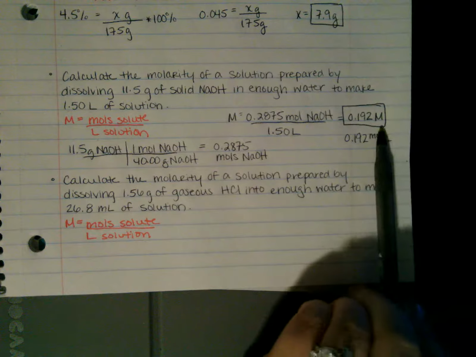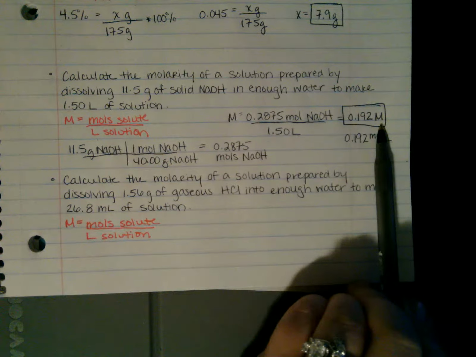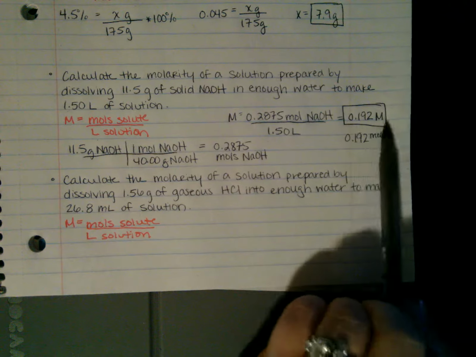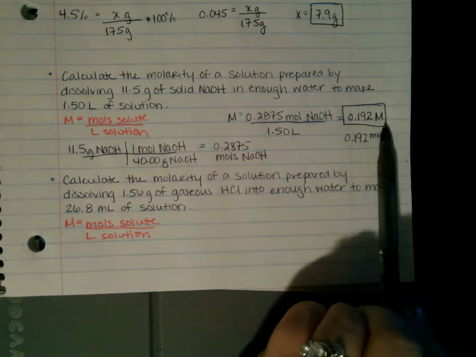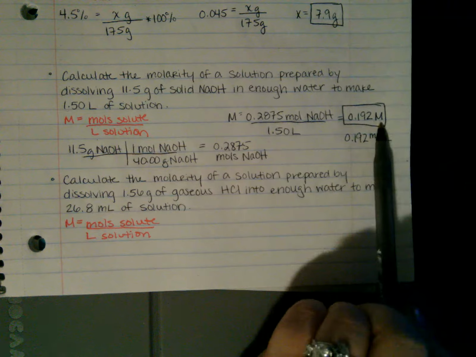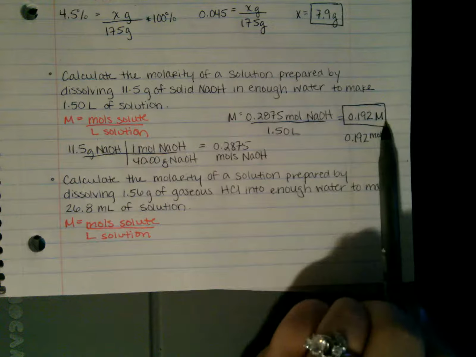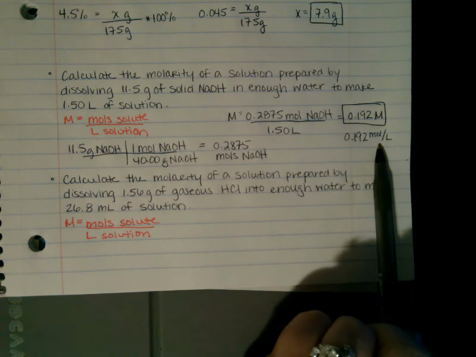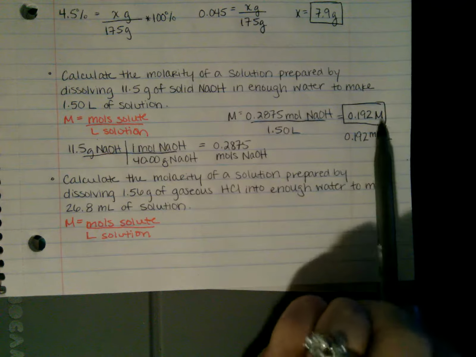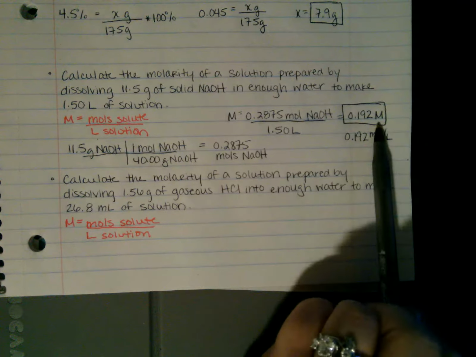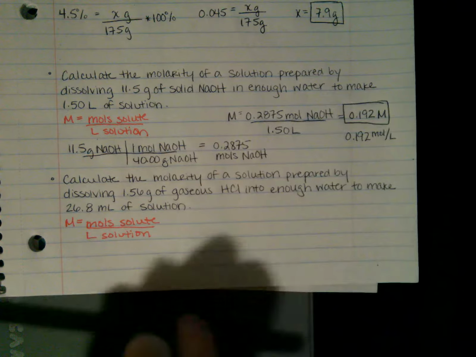The capital M is the more traditional way that we see it. Like in some of the problems on OWL, it'll tell you you have a solution that's 0.192 molar. This is the more common way to abbreviate the unit for molarity, but just remember that molar means the same thing as moles per liter. These are two different ways to say the same thing. The capital M is the more conventional way to do things.